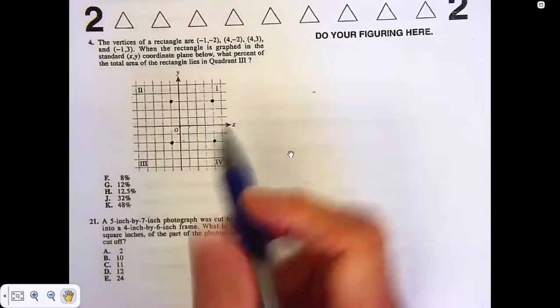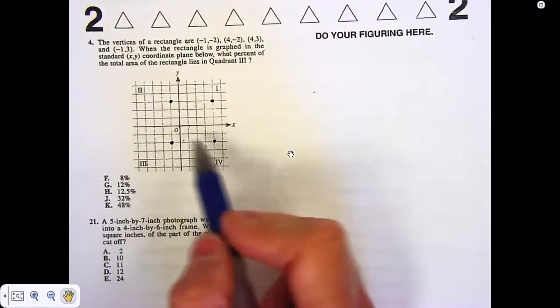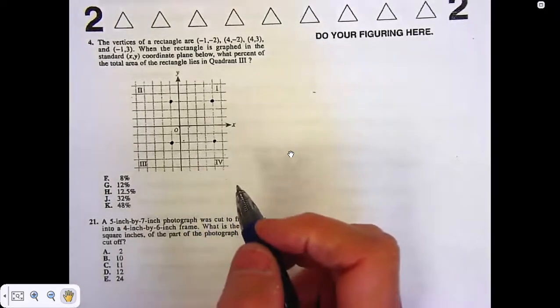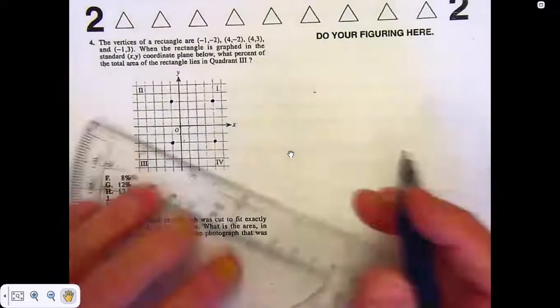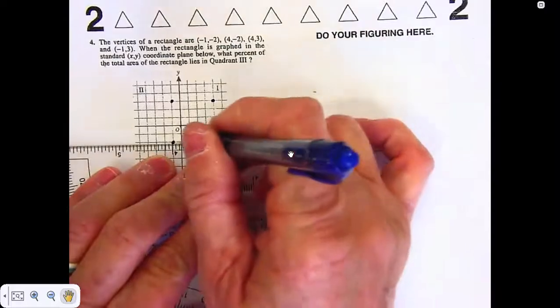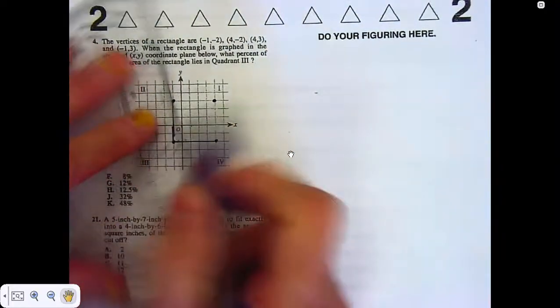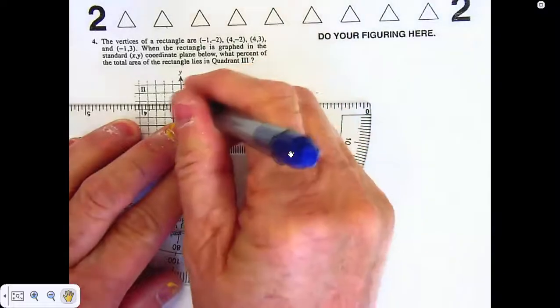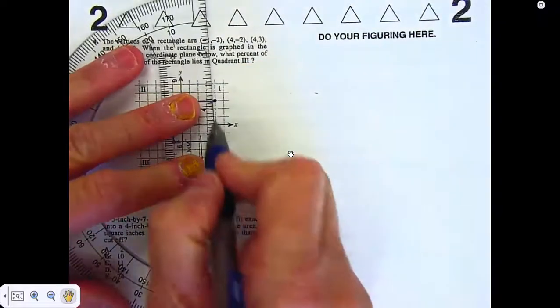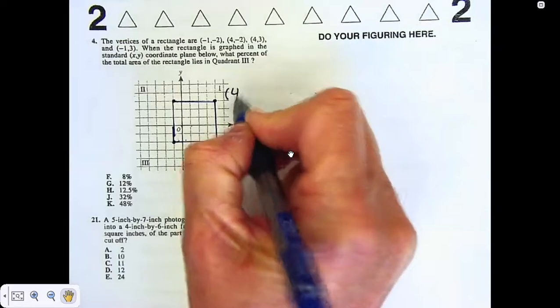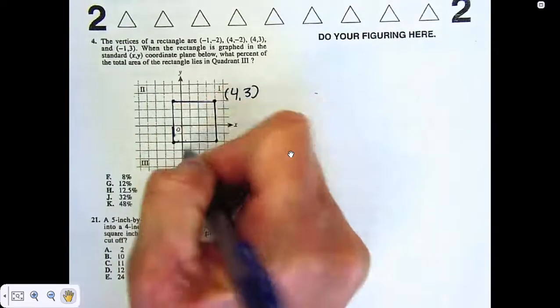And I know that you didn't get to write on here, but for the real ACT, you'll get to write all over this. But right now, they're still going to do it on paper. So let's connect this to form our figure. And I'm just going to take the top part for right now to show you how to find mathematically the distance, because the top is going to be the same as the bottom.